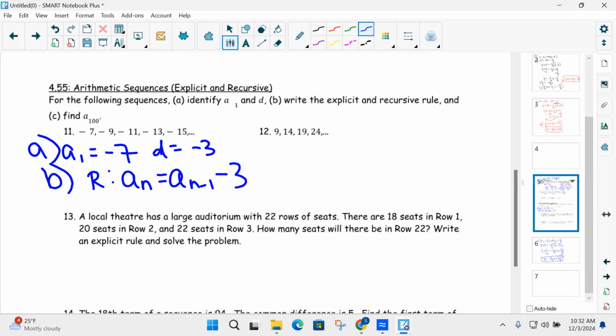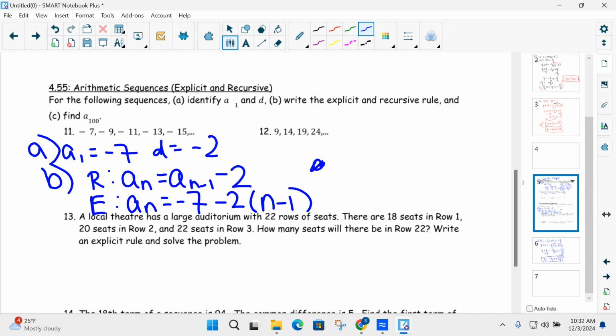Oh, I'm sorry. I wrote down 3 and I said 2. Sorry, this should be minus 2. And then the explicit rule is a sub n equals your first term, which is negative 7, plus d, which is negative 2, times n minus 1. Okay? And then the last step is to find a sub 100.